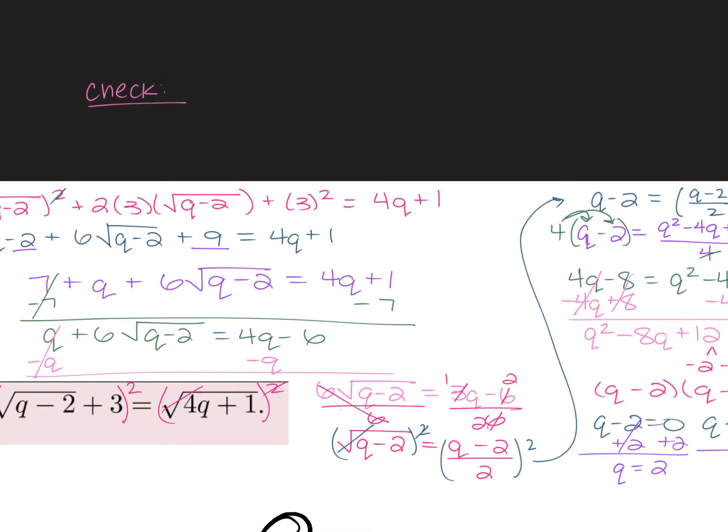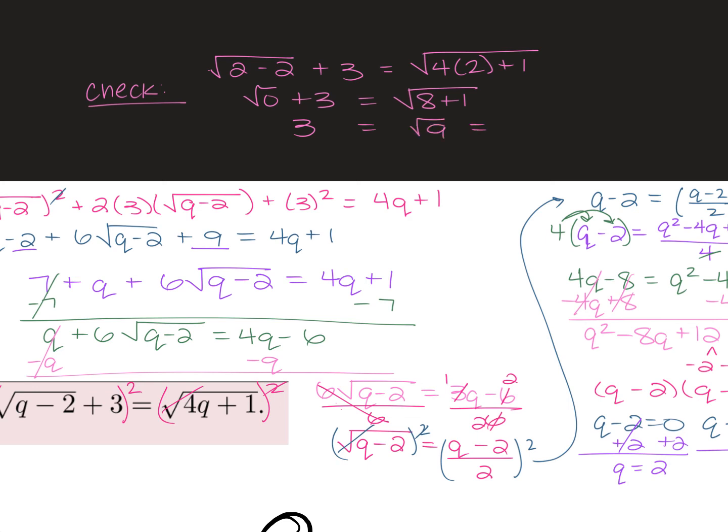So that means we are going to have the square root of, I'm going to do the 2 first, 2 minus 2 plus 3 is equal to the square root of 4 times 2 plus 1. So that gives us the square root of 0 plus 3, which is, sorry, 0 plus 3, which is just 3, is equal to the square root of 8 plus 1, which is the square root of 9, which is equal to 3. So that one works. That's definitely a solution.